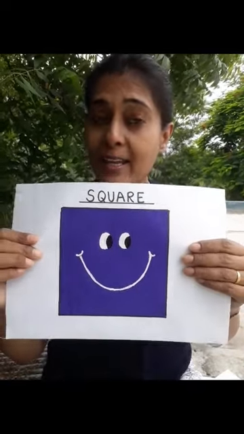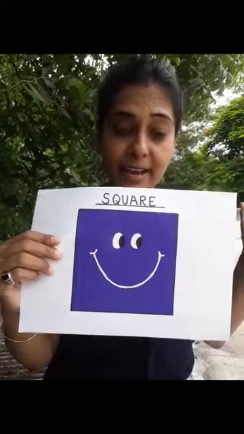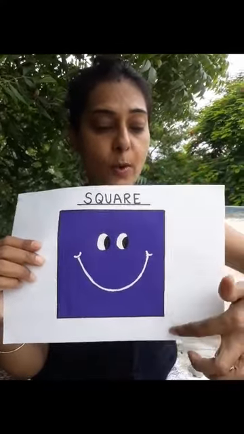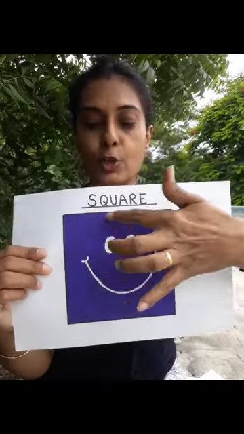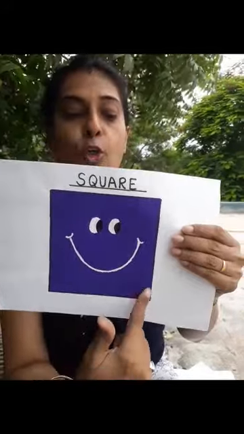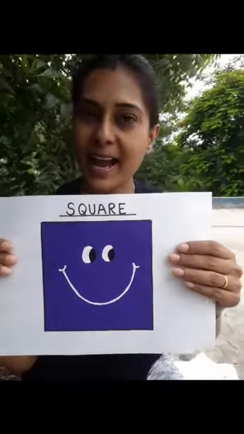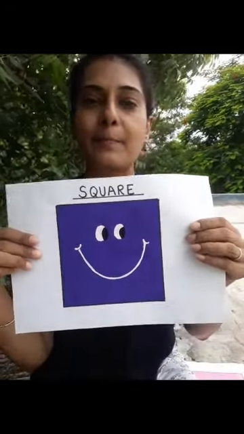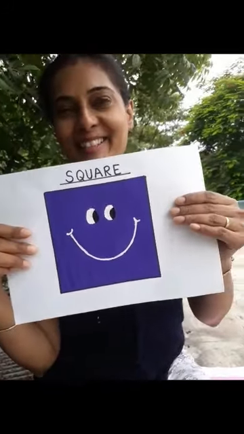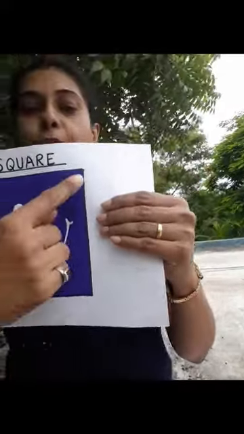This is a square. We can see it everywhere. It has four sides. 1, 2, 3, 4. It has four sides and four corners.